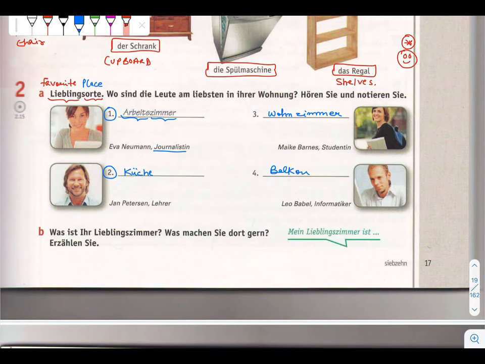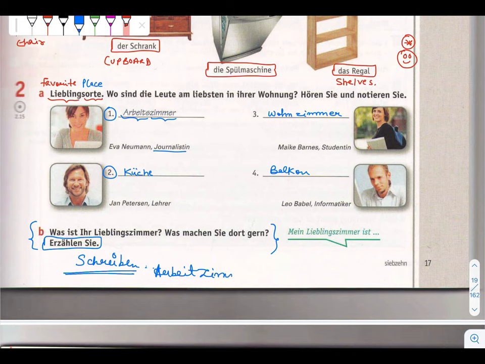So, was ist Ihr Lieblingszimmer? Was machen Sie dort gerne? Ergänzen Sie. Okay, this is the Schreiben part where you just need to write what your favorite Zimmer is and what you mostly like to do there. Ergänzen. For example, if it is your Arbeitszimmer, what you like to do in the Arbeitszimmer: you like to watch, study, read a newspaper, and so on. So it is a Schreiben exercise.